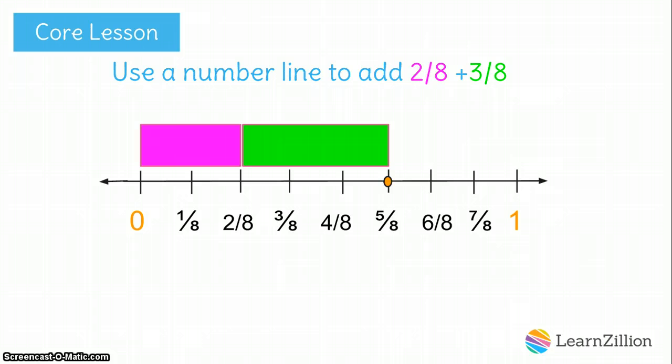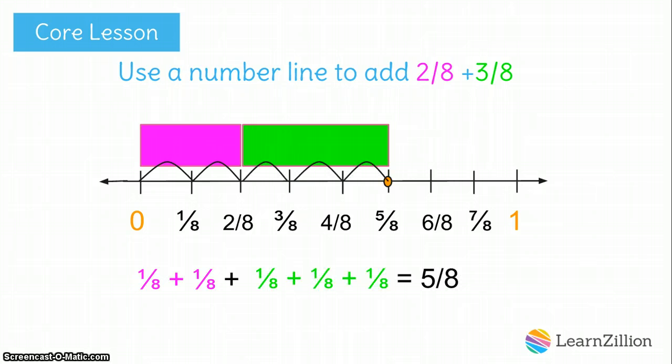Let's look at this, 2/8 and 3/8, and I want to combine them together. I have a length of 2/8, or 2 1/8 sections, and I'm going to add them to a length of 3/8, or 3 1/8 sections. Altogether, I have 5 1/8 sections, or 5/8. I've traveled a distance of 5/8.